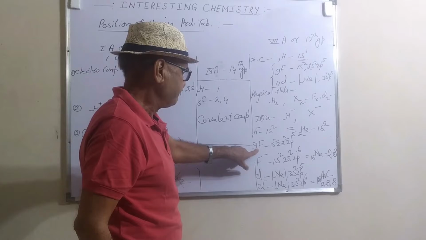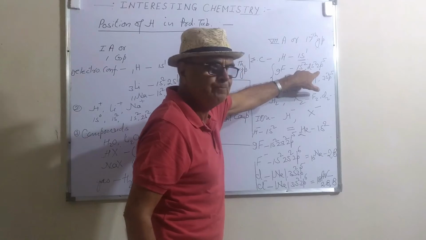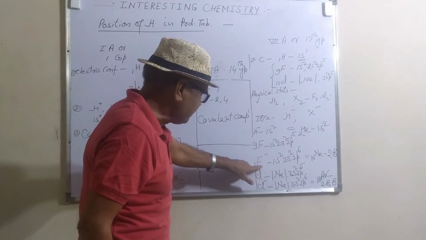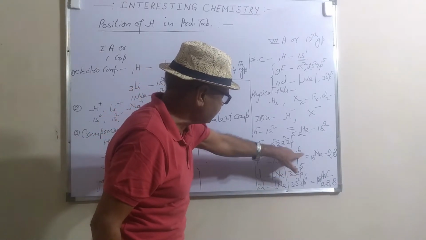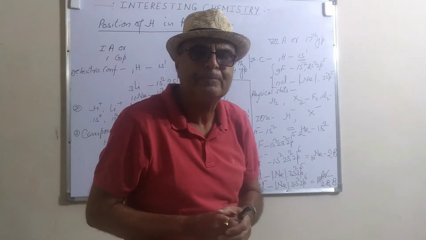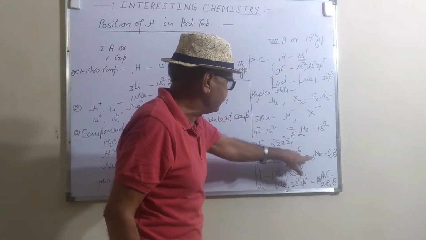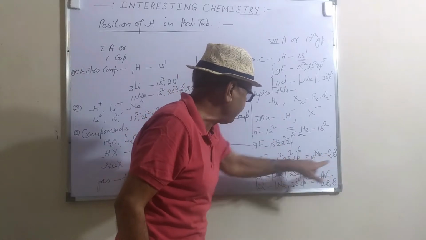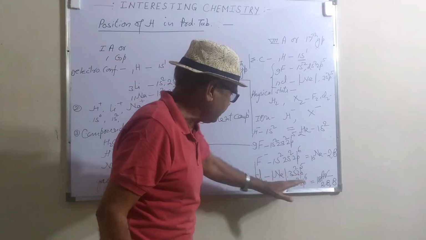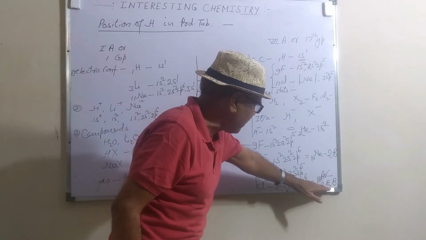In the same manner, the electronic configuration of fluorine is 2,7. After acquiring one electron, F negative has the electronic configuration 2s2 2p6. It is just similar to the nearest inert gas, neon, 2s2 2p6. In this way, chlorine is 2,8,7, and after adding one electron, the electronic configuration becomes equal to argon, 2,8,8.